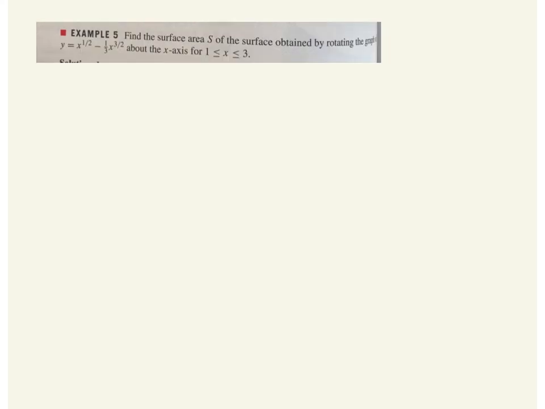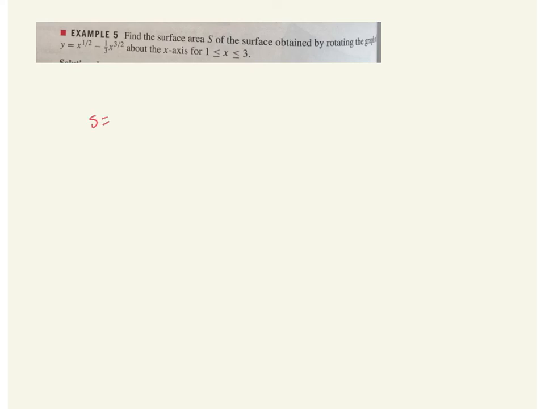Okay, example 5. Now this is more straightforward, using the formula. So we need our derivative of our function, and we would then put the circumference times the arc length in there. So find the surface area obtained by rotating the graph of y equals x to the 1/2 minus 1/3 x to the 3/2 from 1 to 3, about the x-axis.